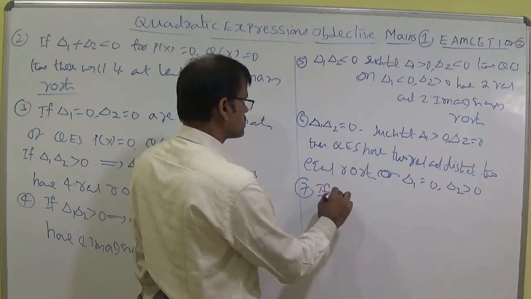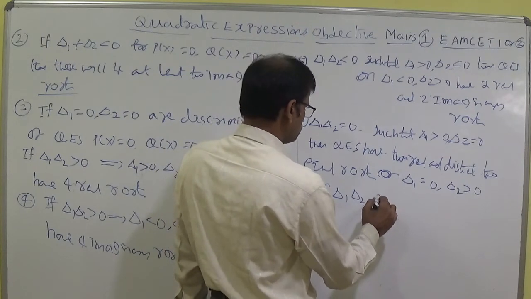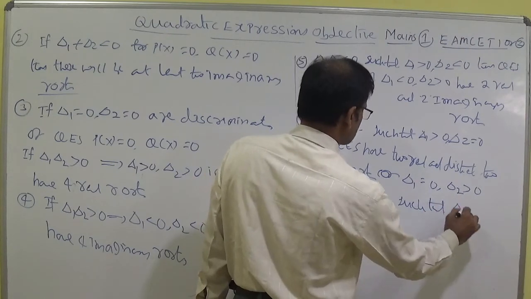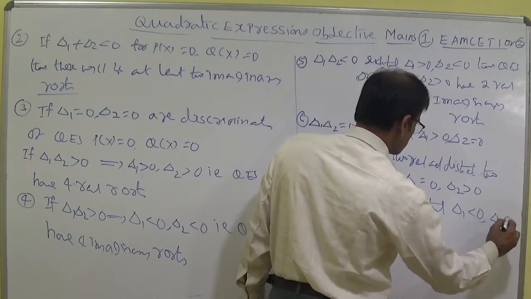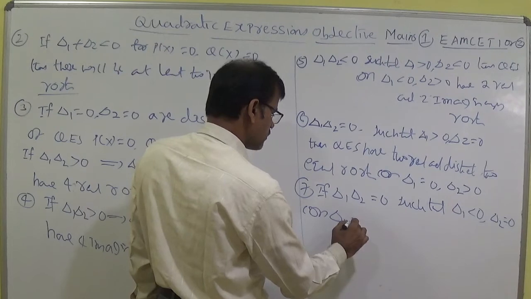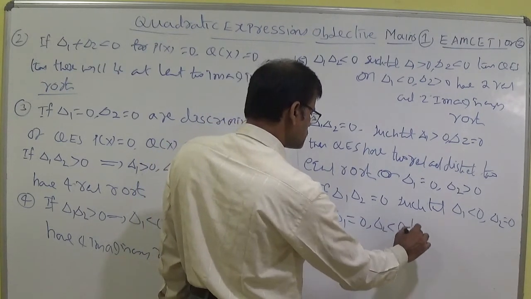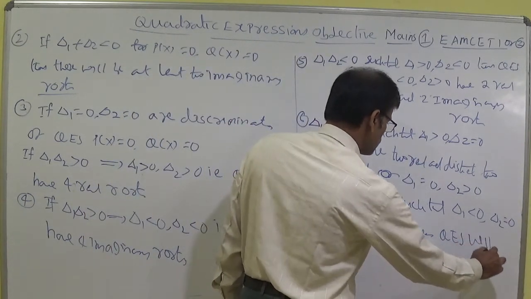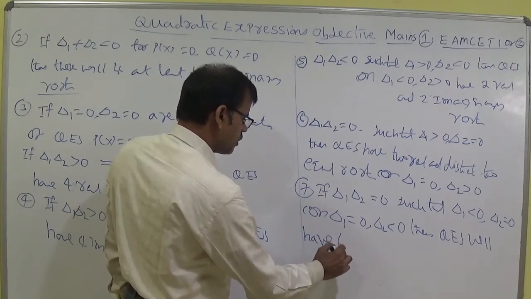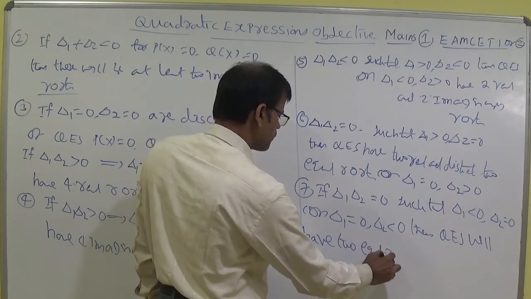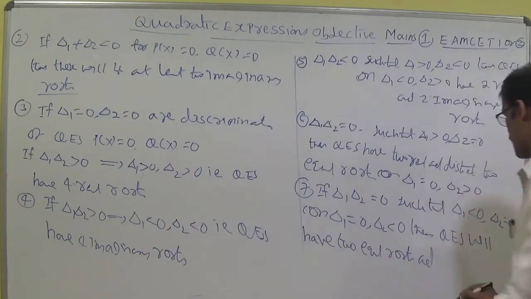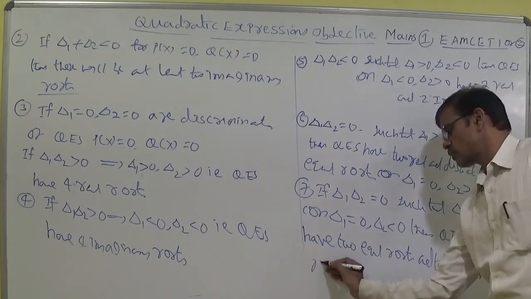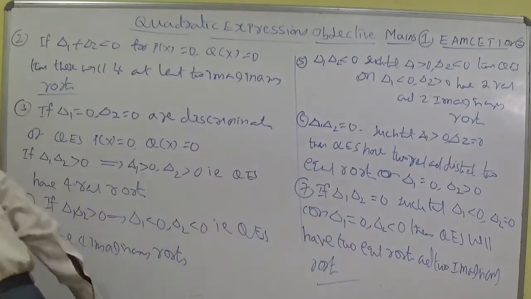Next one, if delta 1 delta 2 is equal to 0 such that delta 1 less than 0, delta 2 is equal to 0, or in another way, delta 1 is equal to 0, delta 2 less than 0, then one quadratic equation will have two equal roots and the other two imaginary, or complex, roots. This is the characteristic of the delta 1 delta 2 concept.